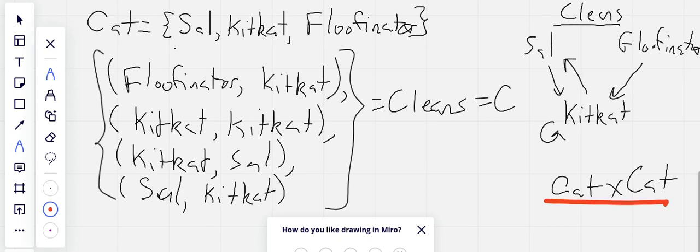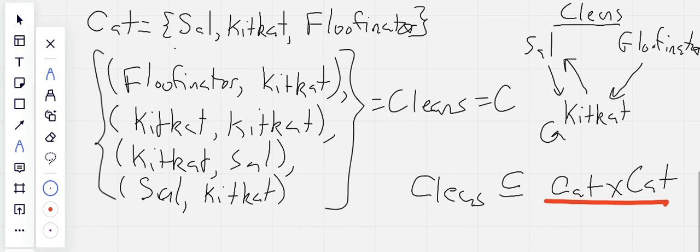I'm not going to write them all out due to space and time. You can do that if you want the exercise. But we might note that the key relationship here is that the cleans relationship is a subset of cat cross cat. Now, in general, predicates, when we interpret them to model some information about the real world, will be a subset of some Cartesian product of the universe space with itself, and the number of times that you take that Cartesian product is going to be equal to the arity of the predicate. So here, cleans is a binary predicate. It's a relationship that two cats have with one another.